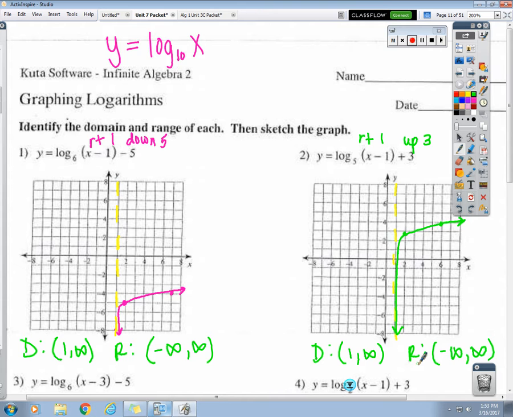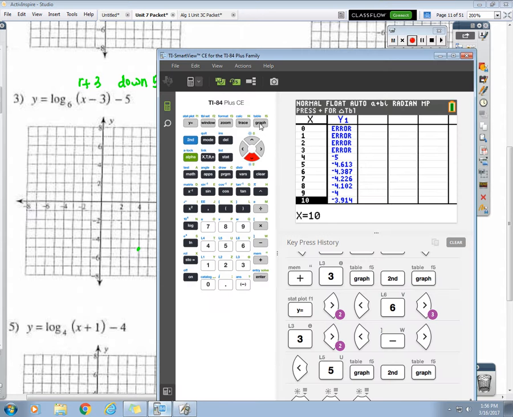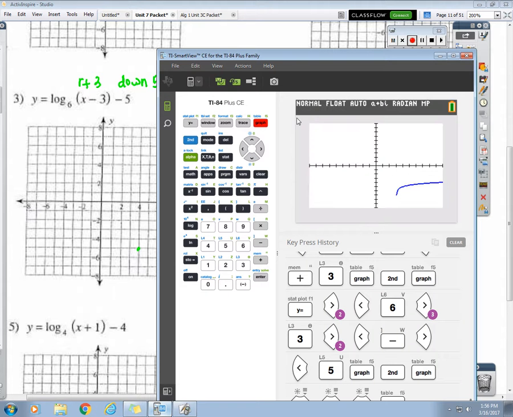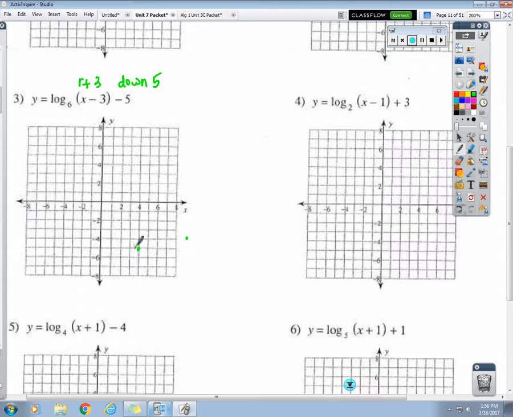Okay, why don't you try number 3? What kind of transformations are going to occur? Right 3 and then down 5. Okay, so when you graph it, it will look like this. So 2 nice points that I found on it were 4, -5, and then even though it goes off a little, you can pretty much plot 9, -4.